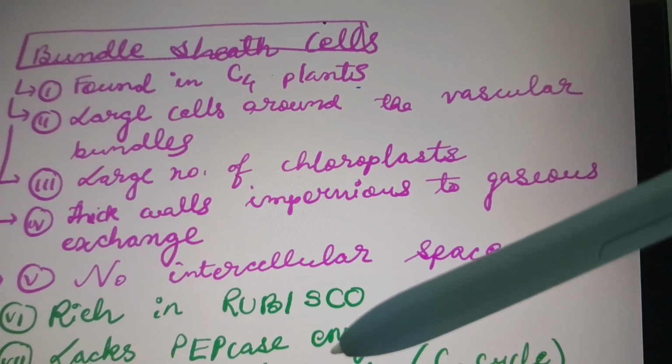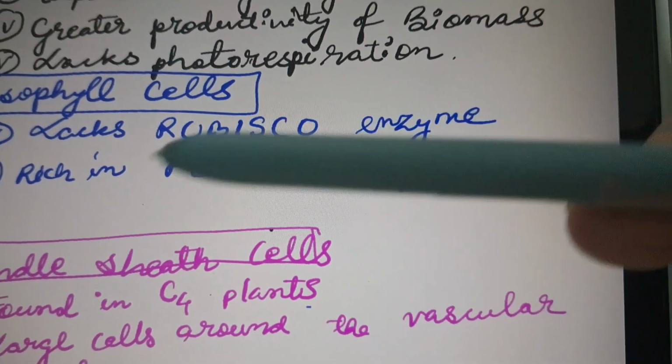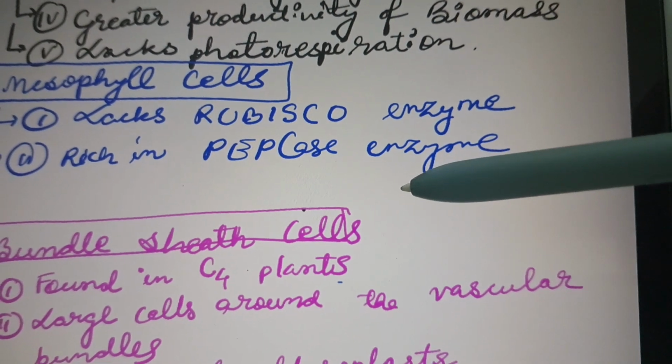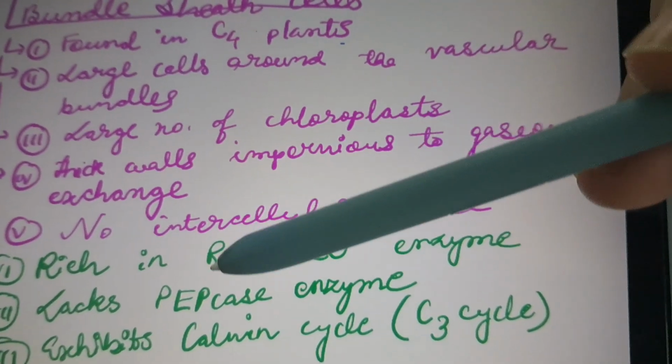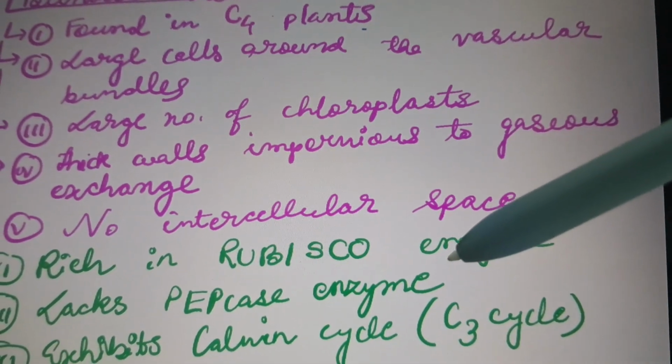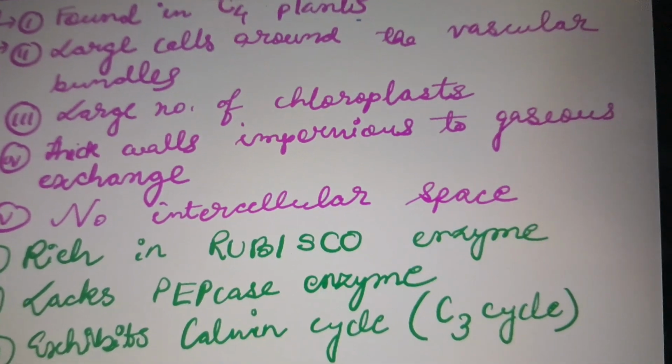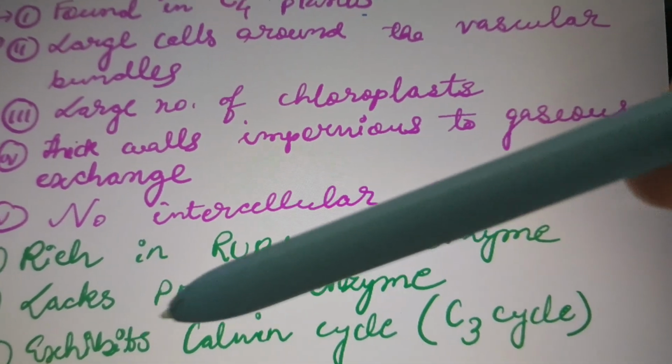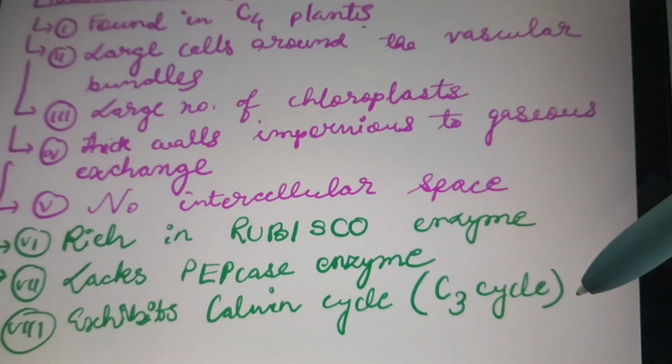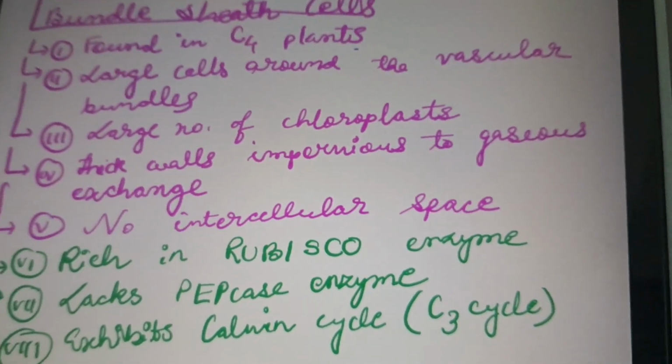And mesophyll cells are rich in PEPcase enzyme, but bundle sheath cells lack PEPcase enzyme. And as I've already mentioned, bundle sheath cells, as they possess Rubisco, will exhibit the Calvin cycle. They will exhibit the C3 cycle.